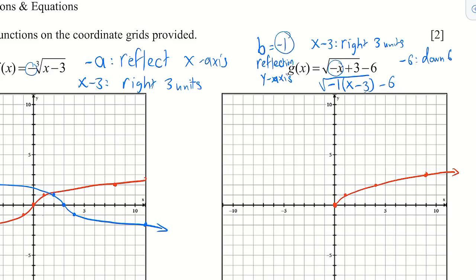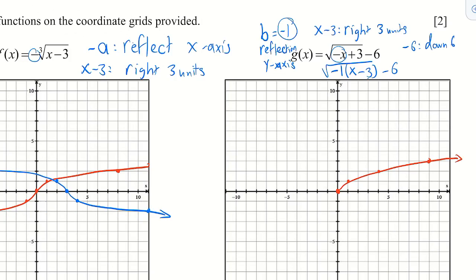So if I end up reflecting them, that means that all these points right here, they end up going over here. So that's going to be 4 and then -9. So I'm going to take each one of those points. I'm going to most likely erase these as I go through. Notice how the origin really doesn't change as well. And I'm going to move them right 3 units and then down 6.